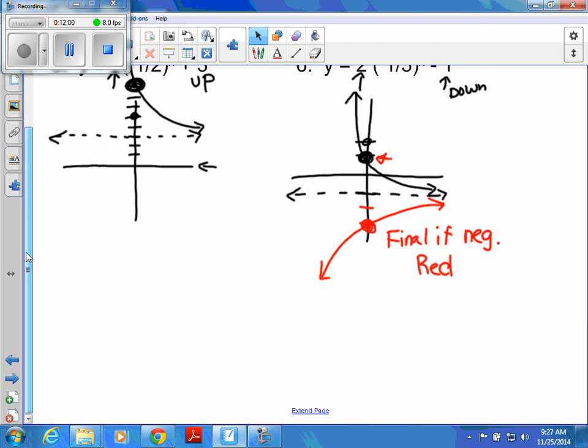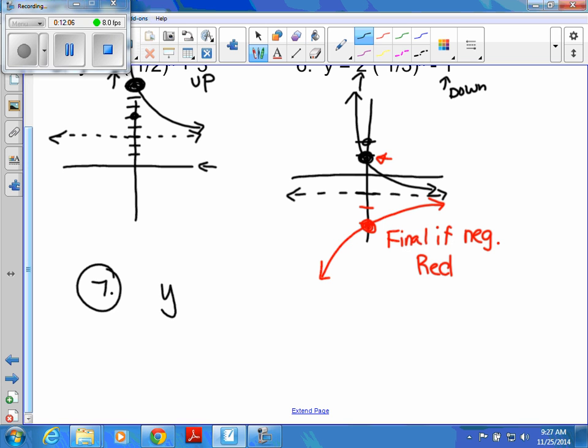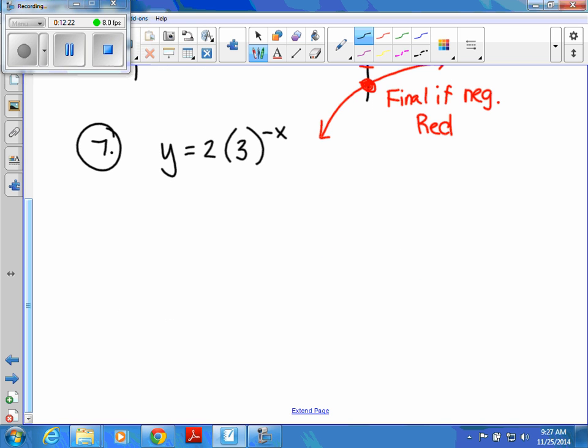Okay, I want to do one more and really pay attention to this because I saw this in the homework. What happens if you see y equals 2 parentheses 3 raised to the negative x power? What you need to do is rewrite it so that there's a 2 and there's a 3, and move that negative so that it's inside the parentheses, so that it's just an x. Because the formula is only supposed to have an x on the outside. It's not supposed to have a negative sign.